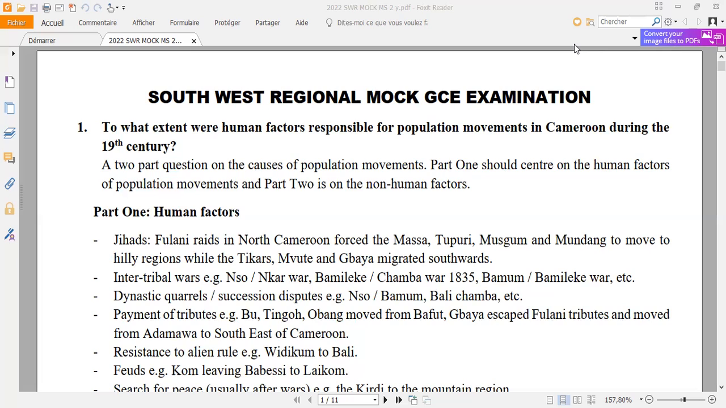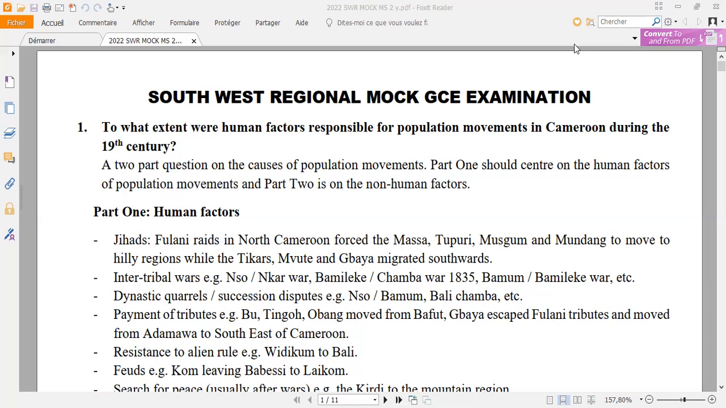Now, let's examine question 1 of the Southwest Regional Mock March 2022. It came under population movement. And the question says, to what extent were human factors responsible for population movement in Cameroon during the 19th century?